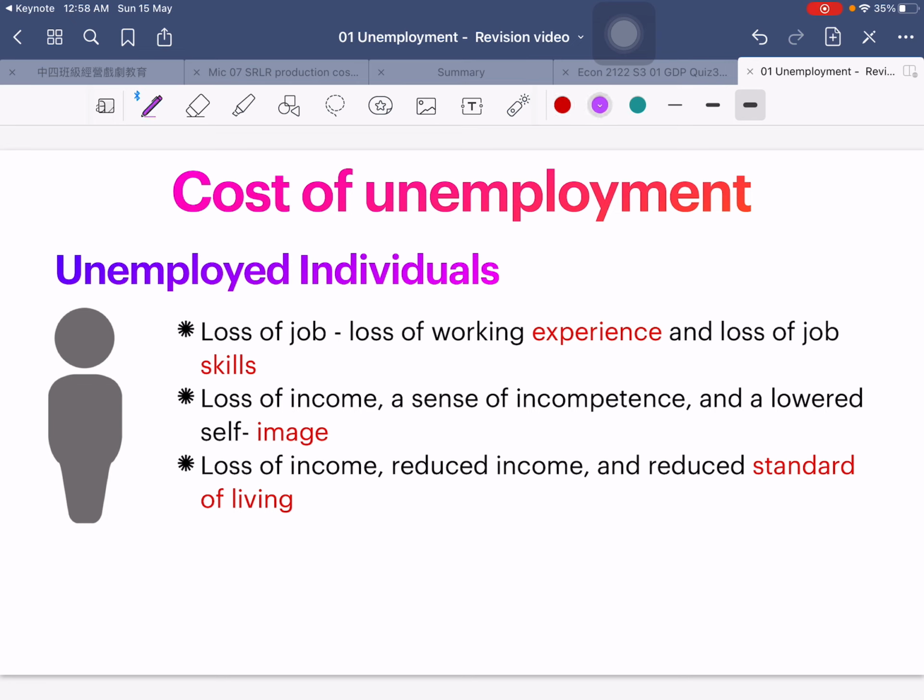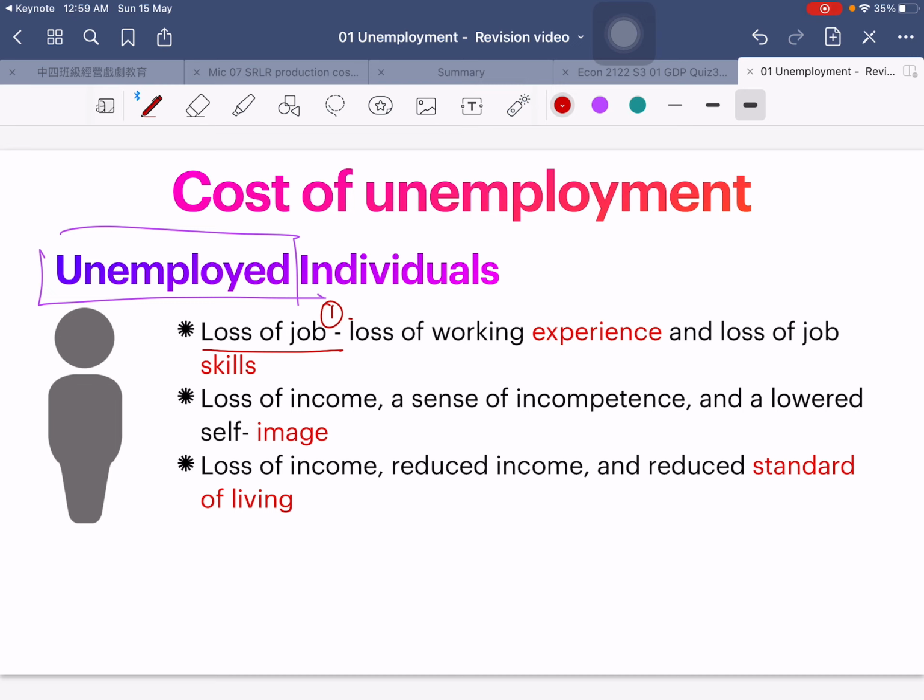In this part we talk about the cause of unemployment, and remember there are several stakeholders. First, for the unemployed, simple. I will show you about the marks, right? The first mark will be the point. For example, if you talk about individuals, they lose their job.